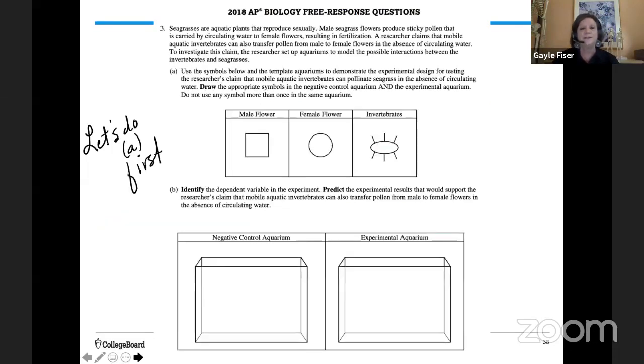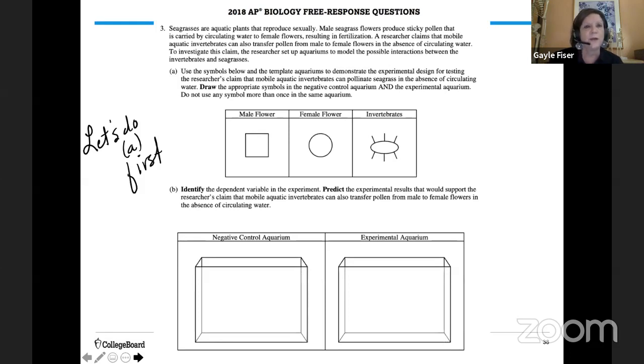Okay, this one is so fun. All right, so you're going to draw some diagrams yourself, and there's a lot of science to learn in this example. So let's look at our diagrams. We have an aquarium, a negative control aquarium, and an experimental aquarium. And what else do we have? We have a male flower, a female flower, and invertebrates.